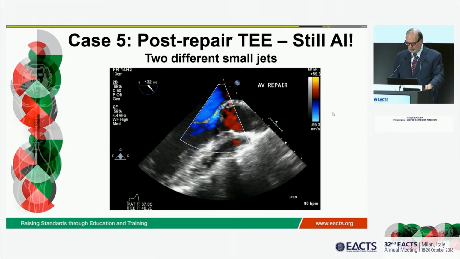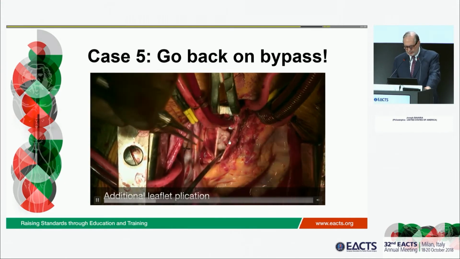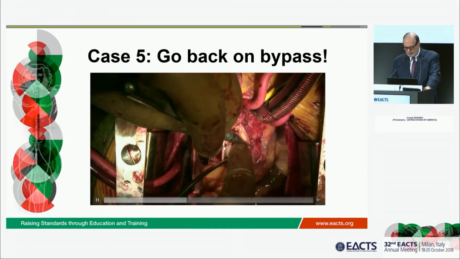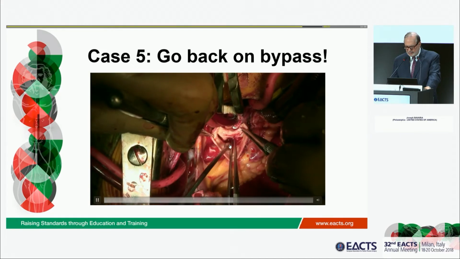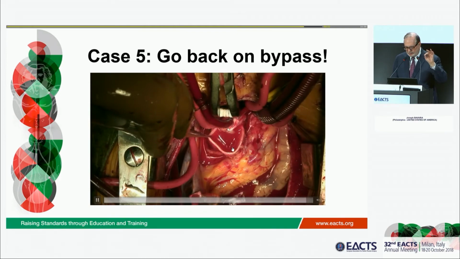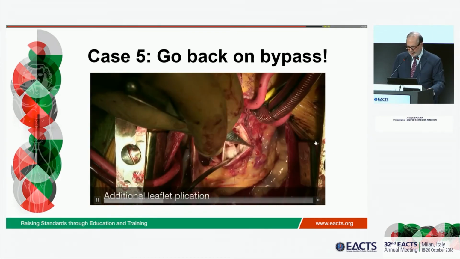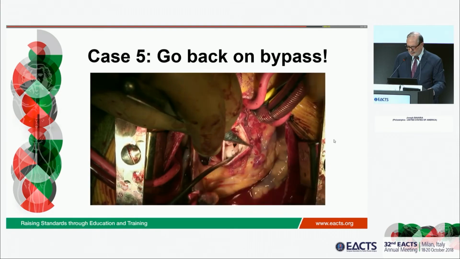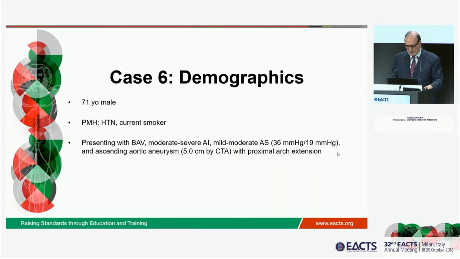So I decide to go back on bypass in this 29-year-old and look at the valve a little closer, use the data, as you heard earlier, from our echocardiographer to pinpoint exactly what the problem is, and put in an additional leaflet plication in this case. And when we came off, we had no AI at all, 0 AI. So this is how you can kind of go back and look at it.